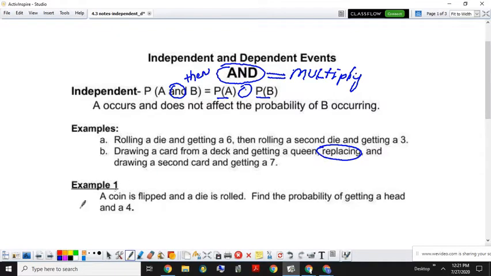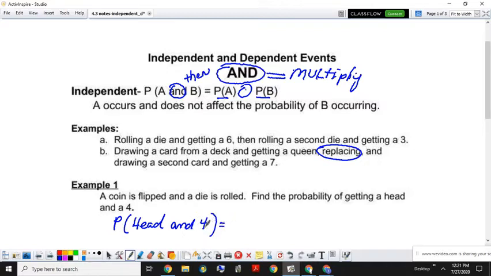Okay, so here's an example. I'm going to flip a coin and I'm going to roll a die. I'm going to find the probability of getting heads on the coin and a 4 on the die.